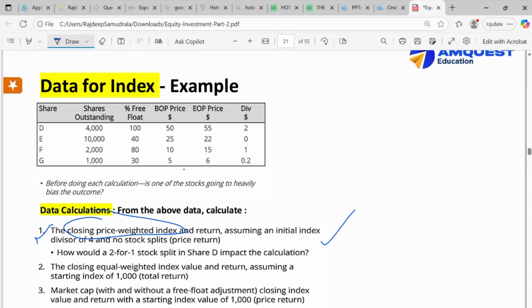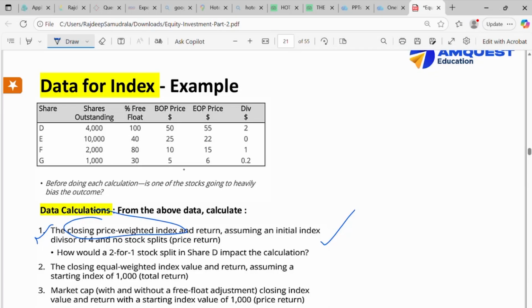Let's do one by one. Answer this. If you have a 2-for-1 stock split, how will it affect it? Just try solving, give me 1 minute. Shares outstanding is 4,000. This is share D, right? Every share has become 2 shares. So instead of 4,000 shares, I now have 8,000 shares, correct? How will that impact my overall calculation? Solve that first. What's the impact to the divisor?